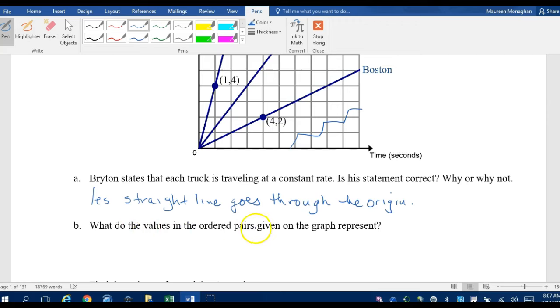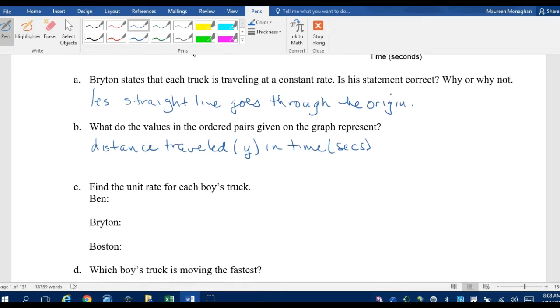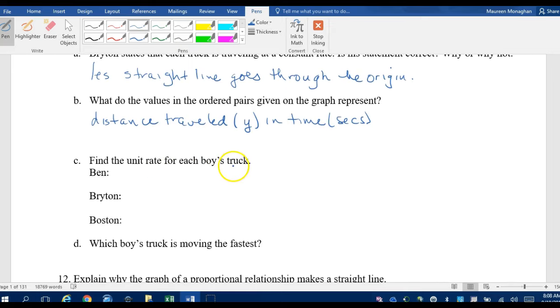What do the values in the ordered pairs given on the graph represent? Well, they're representing the distance traveled in a certain amount of time. Distance traveled, and that is our y, in a certain number of time, which is in seconds. That's what those represent. Find the unit rate for each boy's truck.